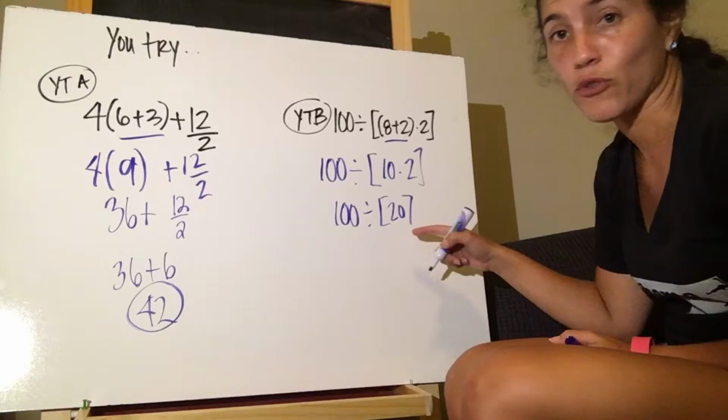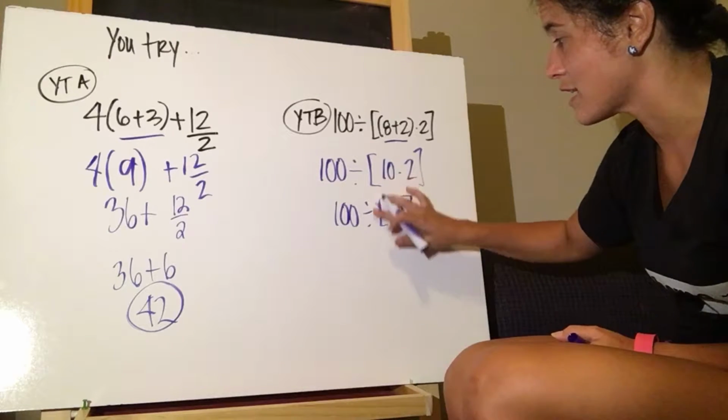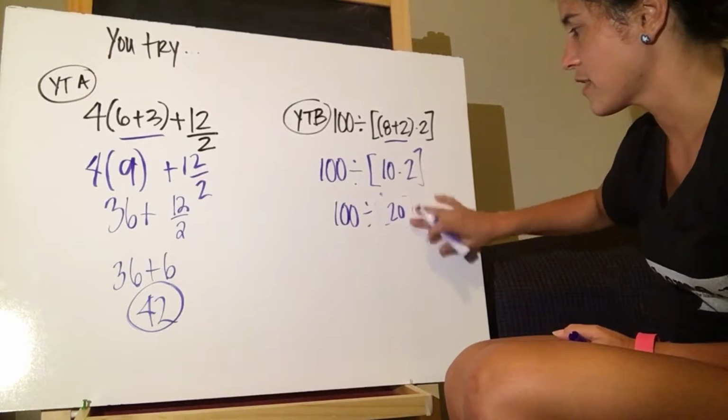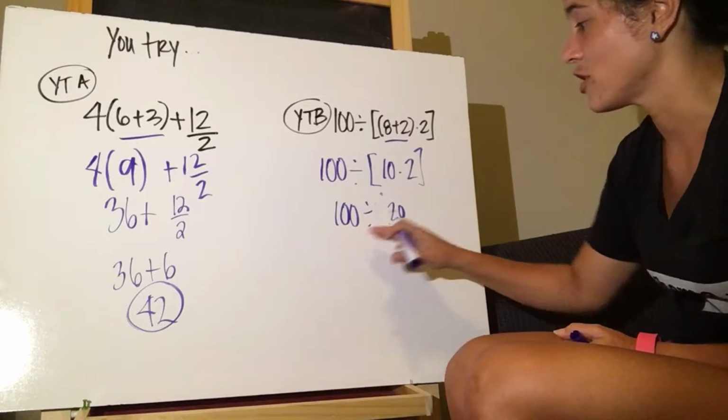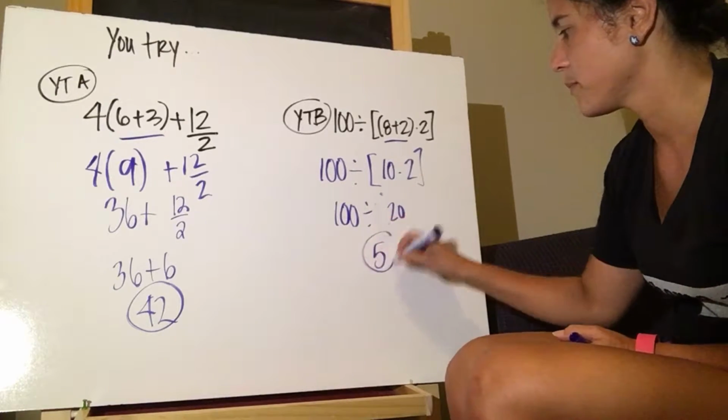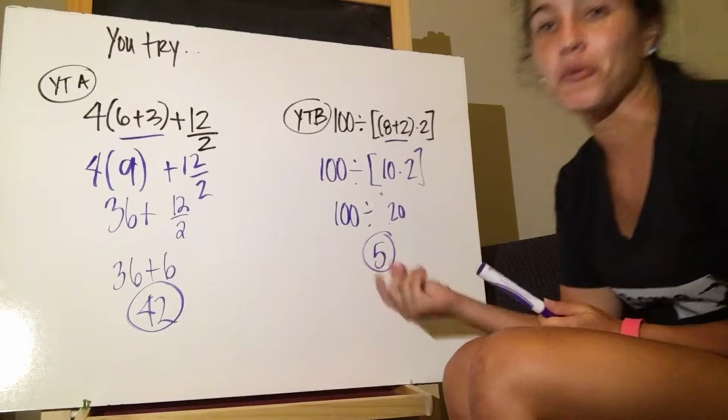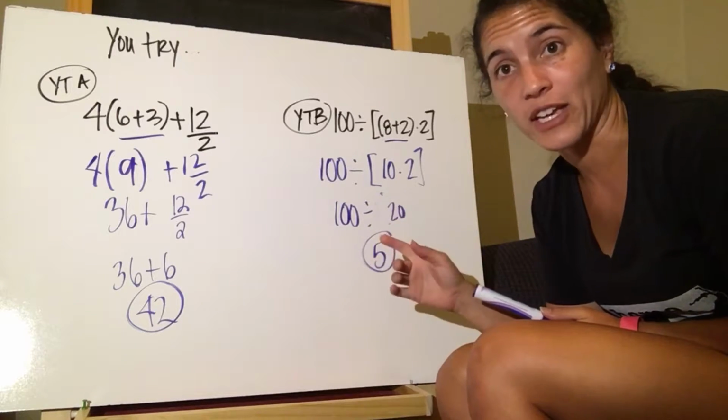And you can write it with grouping. You don't have to write it with grouping. It does not affect any part of the problem. So now I just have one operation left. 100 divided by 20 is 5. So I hope you got those correct. If you didn't, then go back and watch and listen.